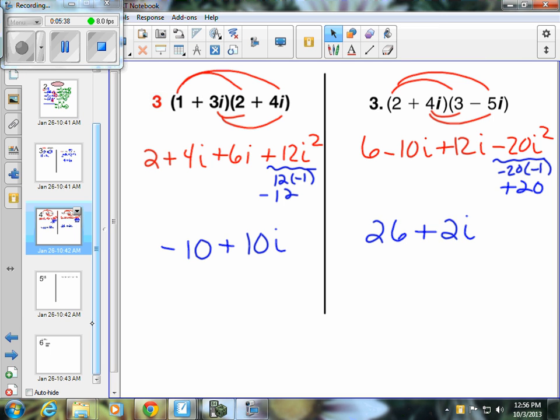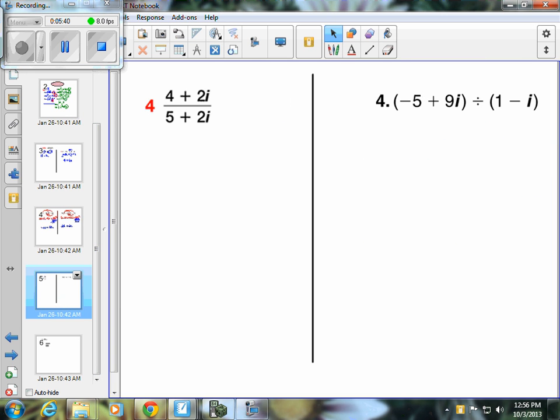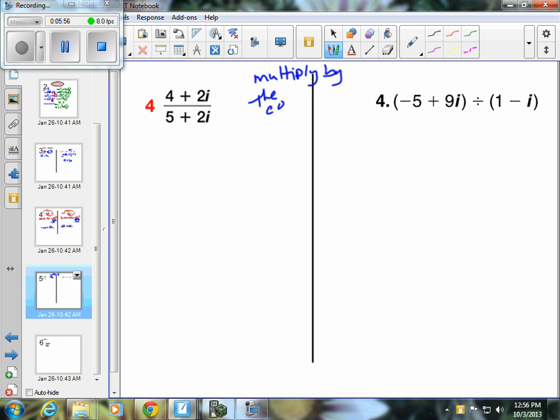Okay, our last piece is that we're going to do division. When you're dividing, you've got to be careful. If you're dividing by a binomial like this, that means you have a radical in the bottom, right? Because an i is a radical. It's the square root of negative 1. So this is where you multiply by the conjugate.